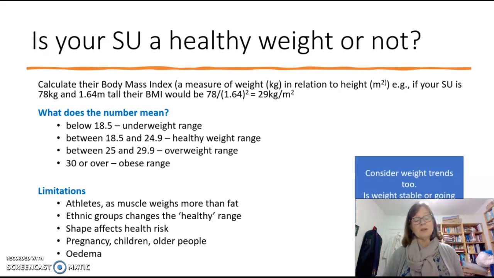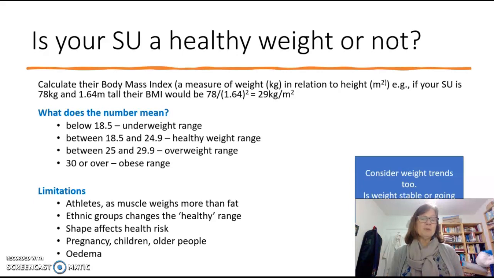So here's an example. If your service user weighs 78 kilograms and they're 1.64 meters tall, we're going to times 1.64 by itself, and then whatever we get, which is about 2.7, we're going to divide 78 by 2.7, and that leads us to a body mass index measure of 29 kilograms per meter squared. But what does that mean?